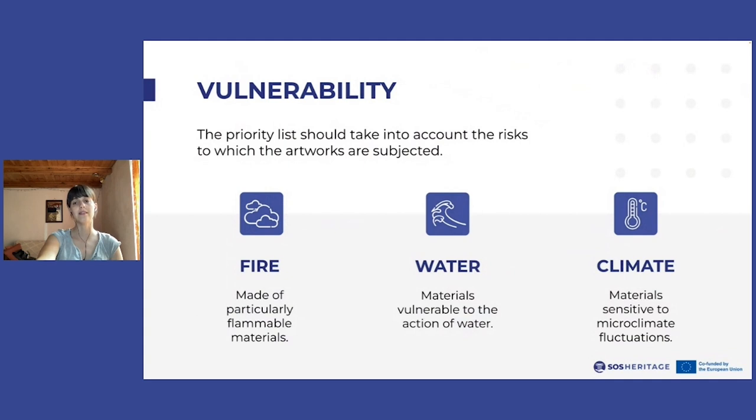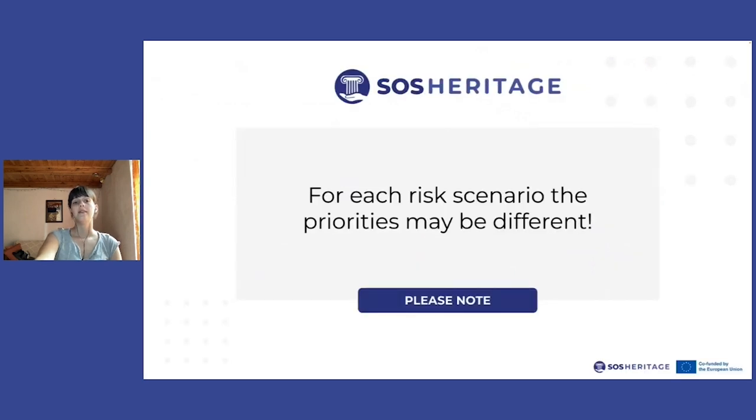So for each of these threats, it will be necessary to identify the materials that are most vulnerable because they are flammable or hygroscopic or particularly exposed to climatic variations. This evaluation is important because it could lead to identifying different priority lists for different scenarios. So the works to be saved for a fire can be different from those that need to be saved in case of a flood. And this largely depends on the materials that constitute the artworks themselves.